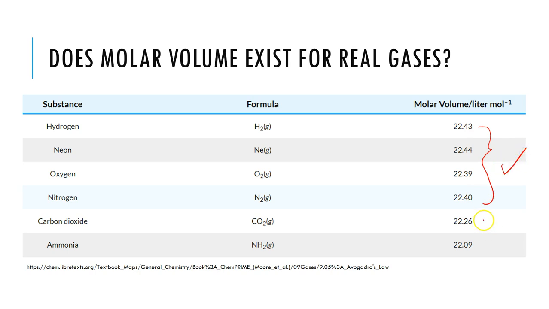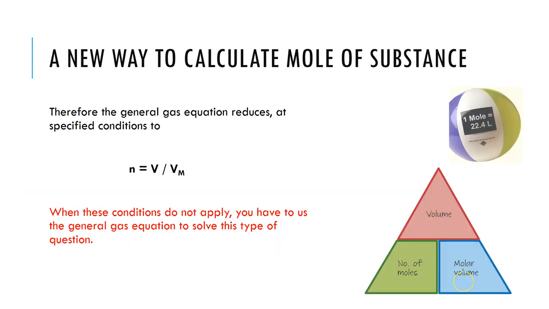Carbon dioxide 22.26 and ammonia 22.29. So here we're starting to see a greater deviation, as we would expect. I wonder if you can explain why carbon dioxide would be a little bit different, even though it's non-polar. Have a go and think about that one.